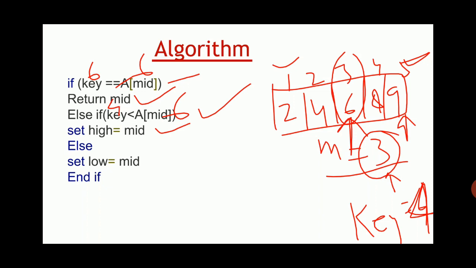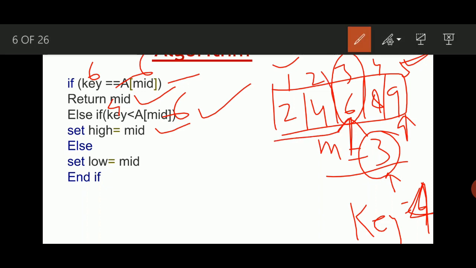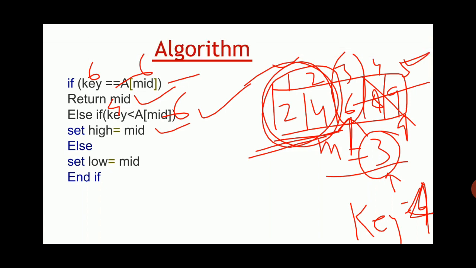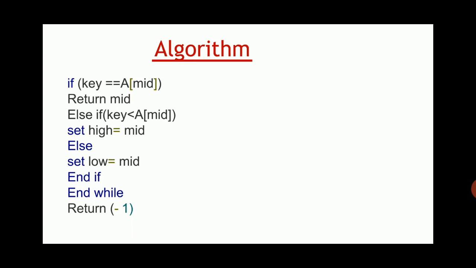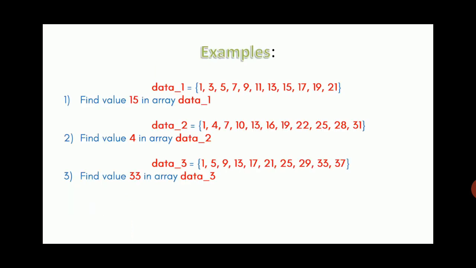That means we have to repeat this condition. If 4 is lesser, then we search only in this sub array and leave the other sub array. So this is the approach to solve the problem of binary search. In binary search, everything is based on the divide and conquer method. Let me start with some examples to understand our algorithm easily.